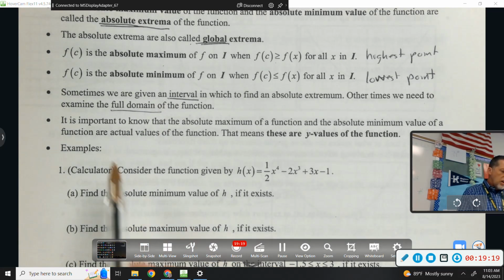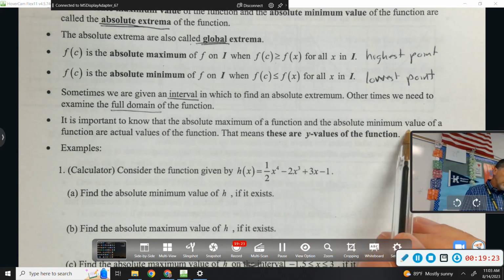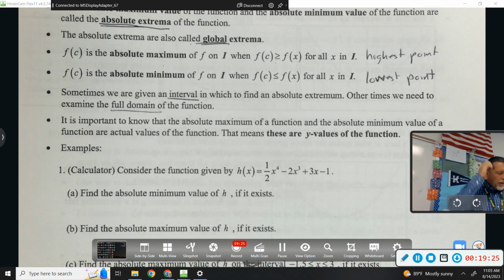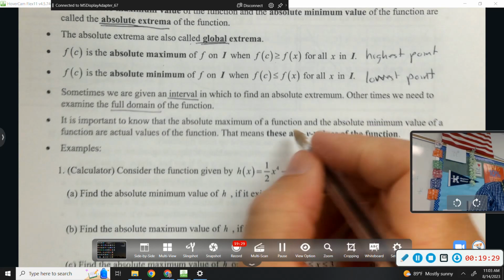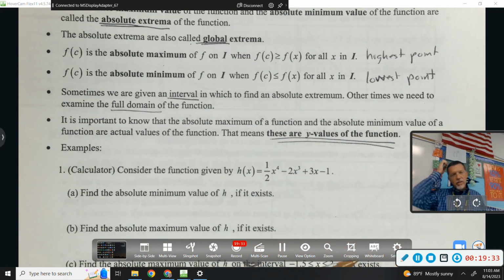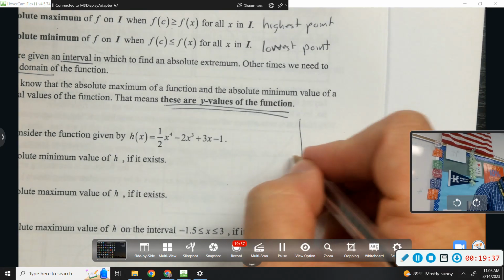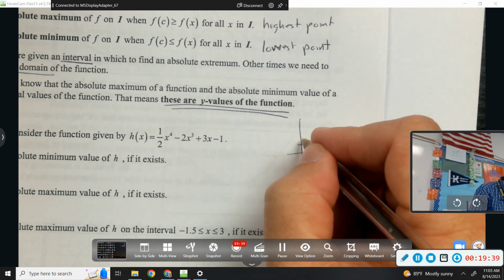It's important to know that the absolute maximum of a function and the absolute minimum of a function are actual values of the function. Maybe that seems dumb, but we'll look at an example. These are y values of the function. They have to be from the function. Here's an example.